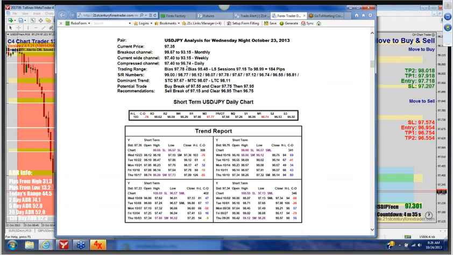Support resistance levels are showing us that we have support down below us at 97.12. If we break below that, we've got 96.74, which aligns with our channel bottom, so it makes that a little bit stronger. To the upside, we have 97.67, and then 97.78.